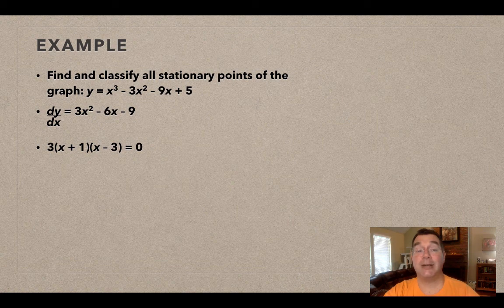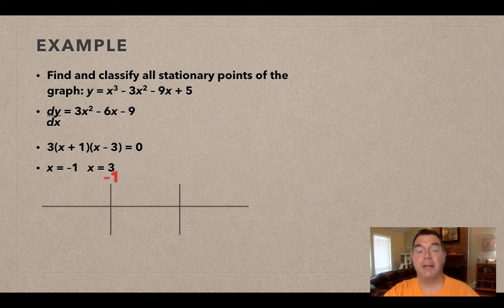And I'm going to set that equal to 0 to figure out where my stationary points are. Well, to solve that, I get x equals negative 1 and x equals 3. This allows me to figure out how to sort out the sign diagram. So the sign diagram is going to have 3 sections again, one where the x's are less than negative 1, one where the x's are between negative 1 and 3, and the last one where the x's are bigger than 3. So same process as before.